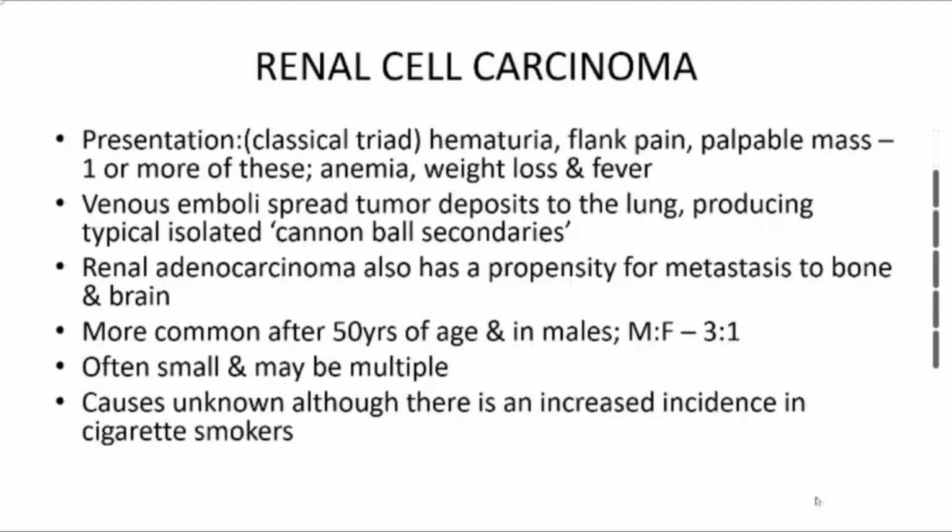That is classical, but most of the time it may not present classically. Somebody may just come with hematuria with no flank pain, with no mass, but it probably can still be renal cell carcinoma. So it may present with all of them. It can be one or more of these. So you are likely to have hematuria, flank pain, palpable mass, all of them, or one or two of those.